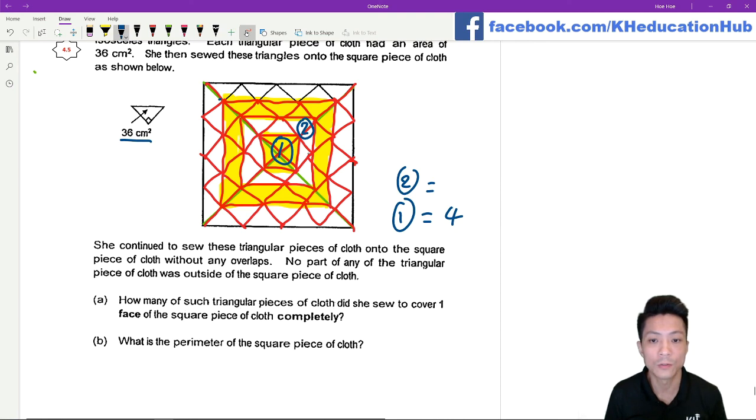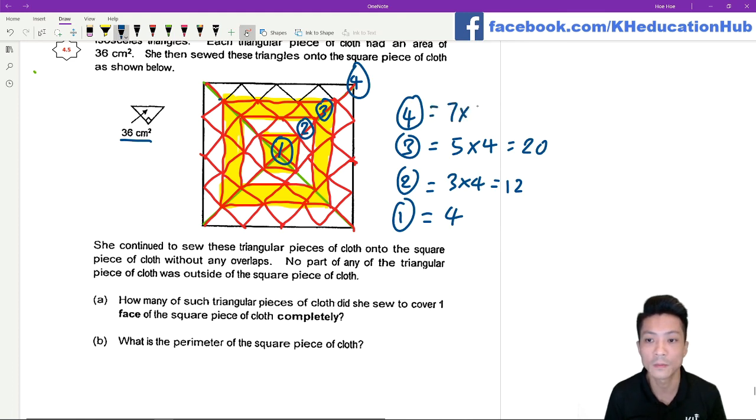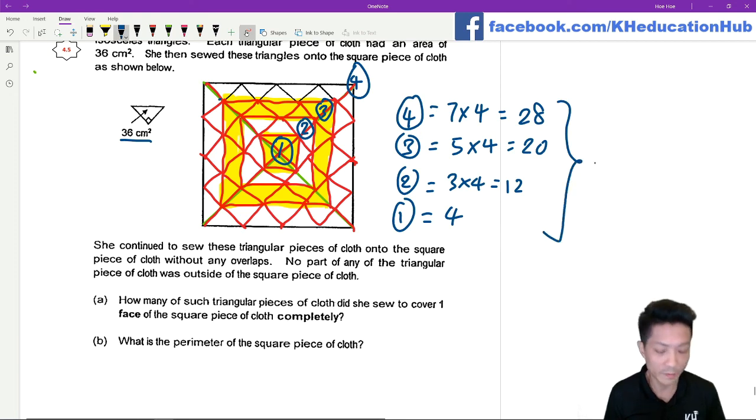There is 3 times 4, which is 12. I'll call this the third layer. There is 1, 2, 3, 4, 5, so 5 times 4. And in the outermost layer, there is 1, 2, 3, 4, 5, 6, 7, so 7 times 4. We are going to add them all together, which will give me 64 of them.